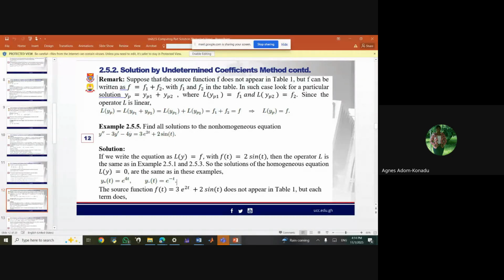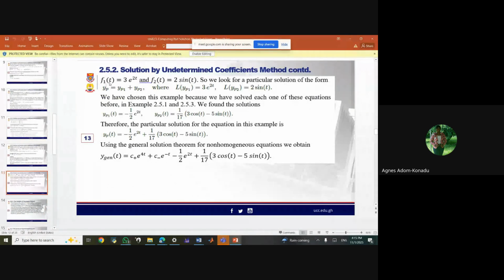Please, you can take your time to look at this remark. It says to find all solutions to the homogeneous equation and the non-homogeneous equation. So this one, I have exponential plus my trig. I know the solution to this; the roots I have are 4 and minus 1. But my guess is this. But this one, we don't have in the table. In the table, we have products. So we don't have the sum.